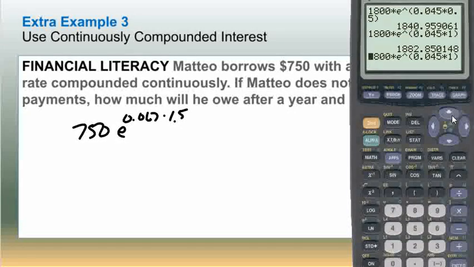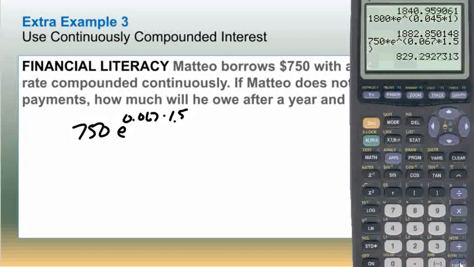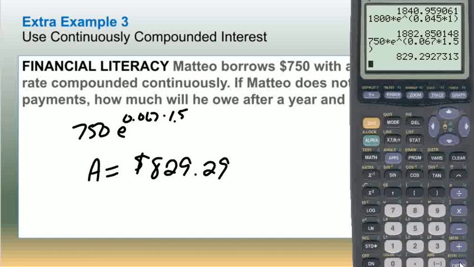This is 750 raised to the 0.067 times 1.5 and parentheses. That gives us $829.29.